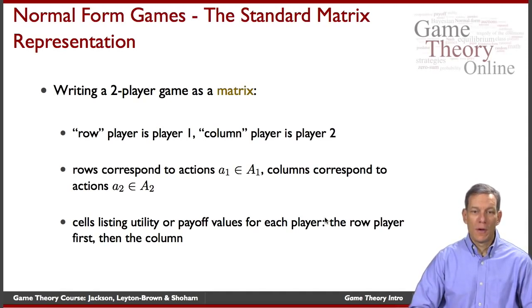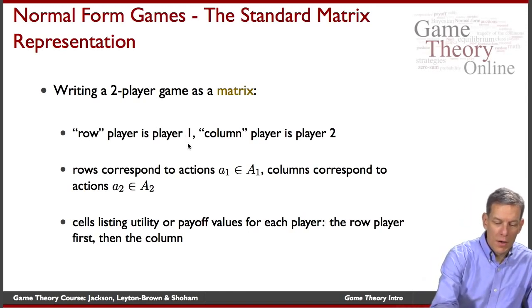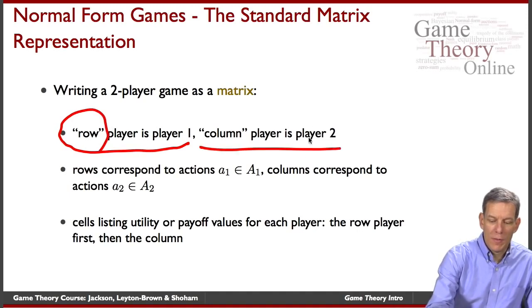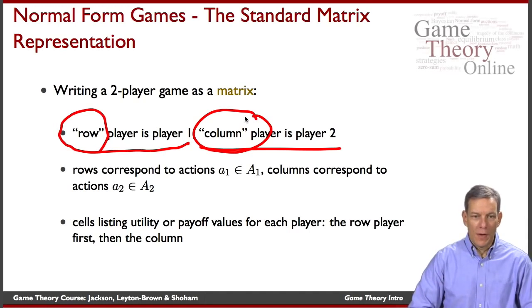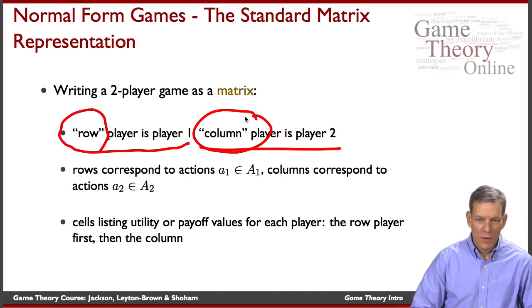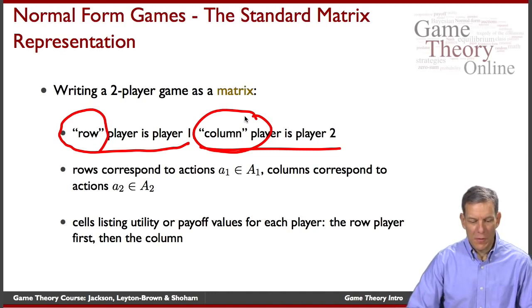Writing a two-player game as a matrix. So we'll have player one be the row player. Player two will be the column player. So they're going to choose actions that will be represented in the columns of the matrix. And inside the cells will then represent the payoffs.